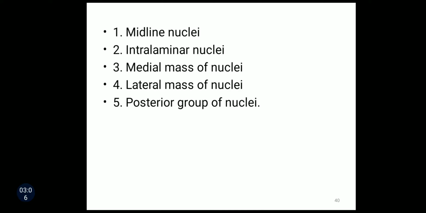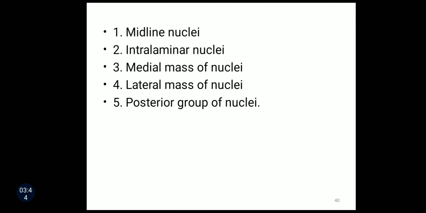This dorsal group of the lateral mass of nuclei is again divided into two types: the dorsolateral nucleus and the posterolateral nucleus. Then the ventral group of the lateral mass of nuclei is classified into three types: the ventral anterior nucleus, the ventral lateral nucleus, and the ventral posterior nucleus. The ventral posterior nucleus is again classified into two types: ventral posterolateral and ventral posteromedial.